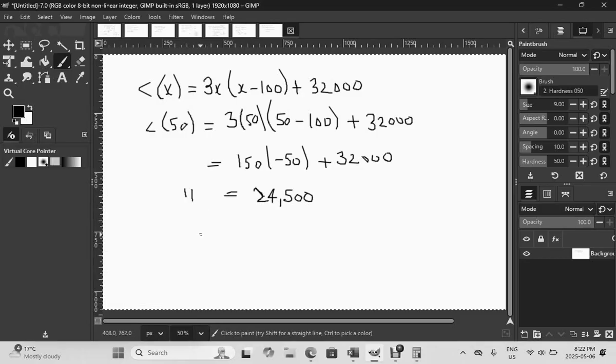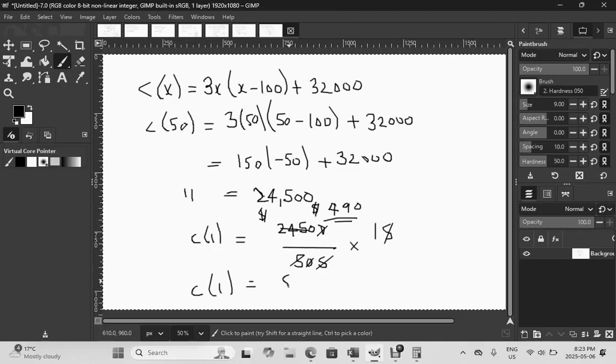This is C(50). So the cost to produce one scooter will be $24,500 divided by 50 scooters, multiplied by 1 scooter. This will be 490 to produce one scooter. So the cost to produce one scooter will be $490.